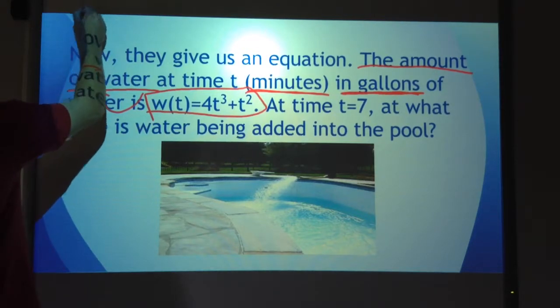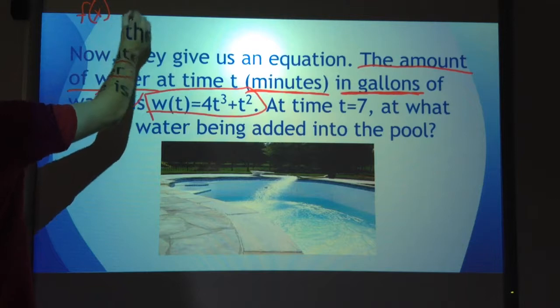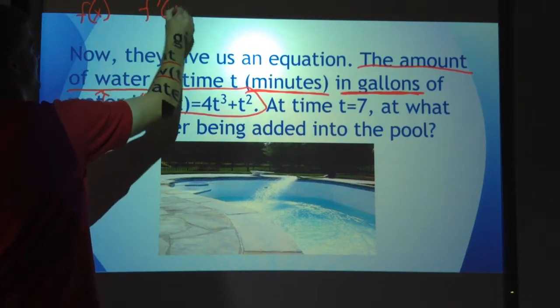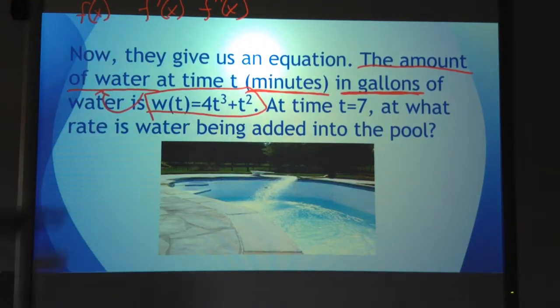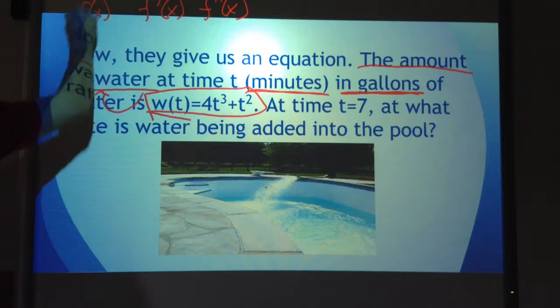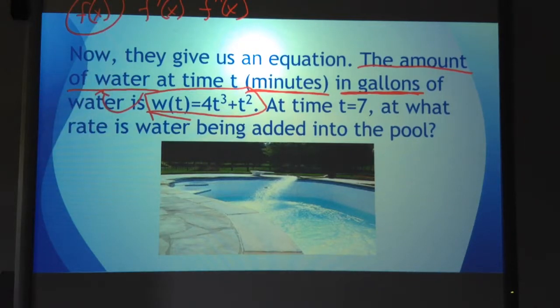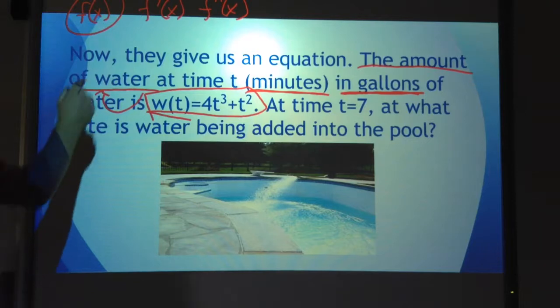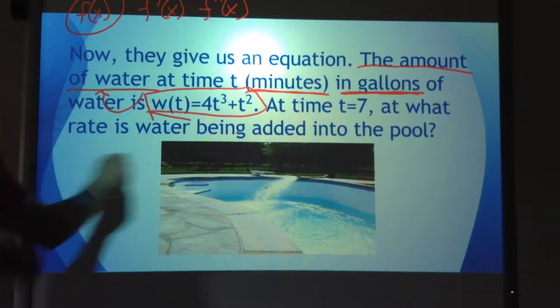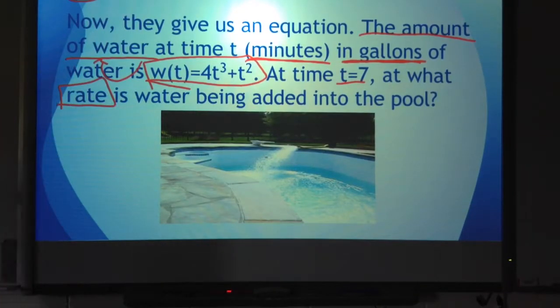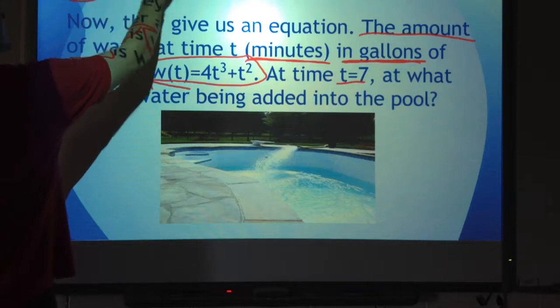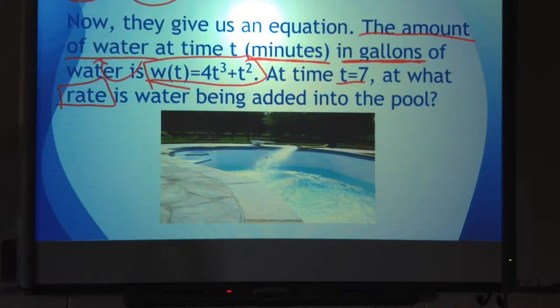So given that we have the 3 degrees of our function, we have f of x, we have f prime of x, and then we have f double prime of x. So this equation right here is given to us. That's our f of x, that's our position problem. And then moving on, this now tells us that at time t equals 7, which gives us a specific time, at what rate is water being added into the pool? So, moving on with a rate, that's going to give us our f prime. So that's going to give us our velocity, and that's what we are trying to solve for right now.